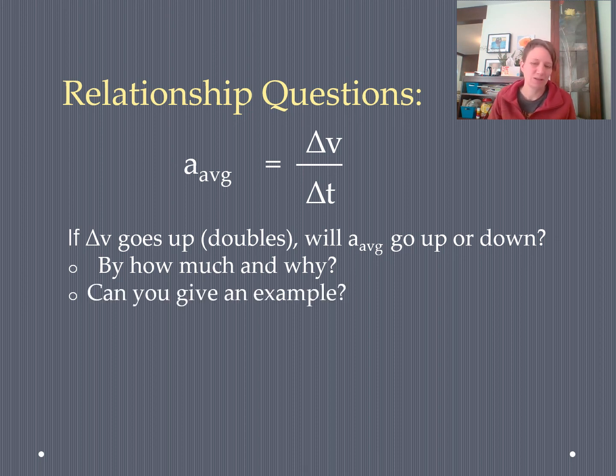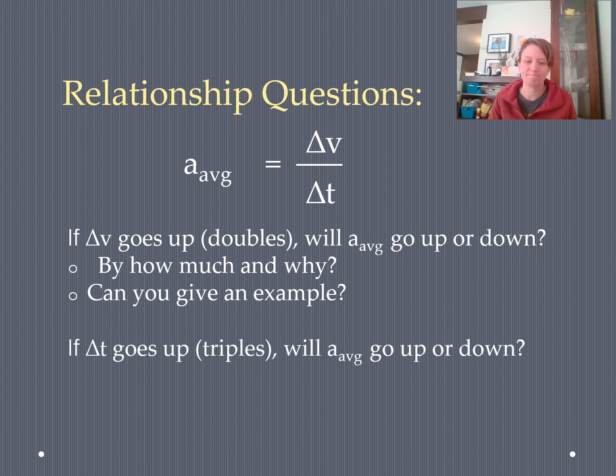Can you think of another example from your life of two objects that might change velocity a different amount in the same amount of time? And what could you say about the acceleration of those objects given that? On the flip side, what if we have two objects that are both changing speed by the same amount, but one of them changes speed in more time than the other?